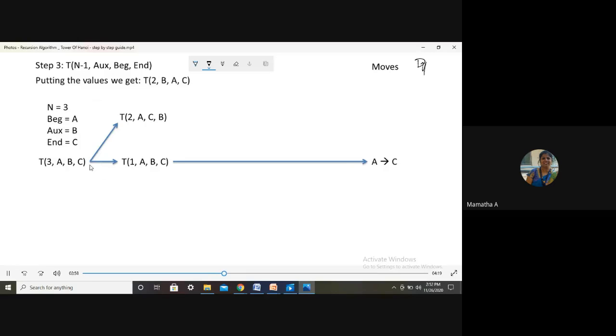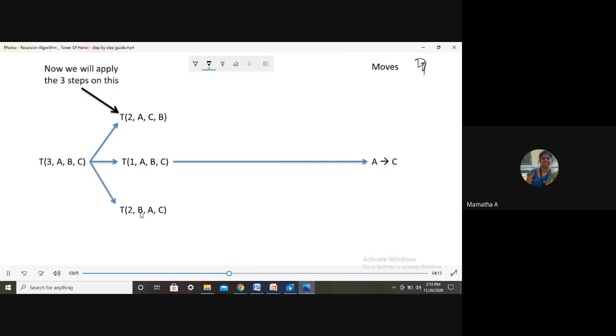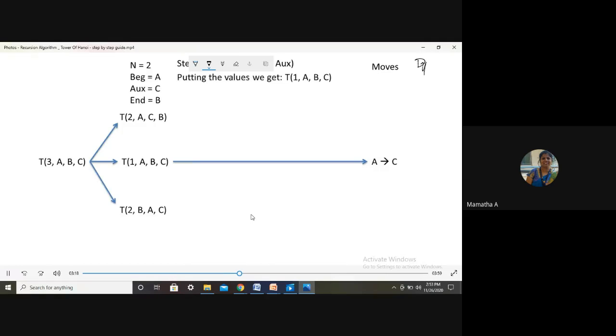Okay, and what is the third step that we have now? T of 2, my aux peg is now B, from B to C using A. Isn't it? So on B there are 2 disks. I should move them to C using A. Okay. Just look at this now, how it moves. Just look into it, how it is moving.